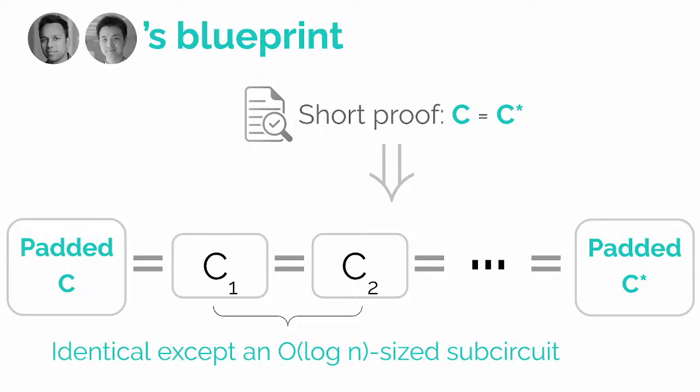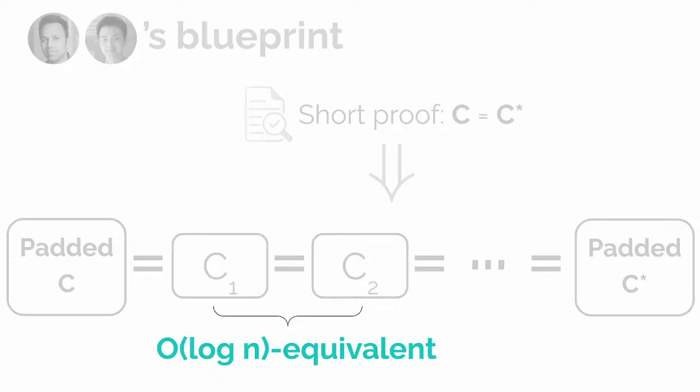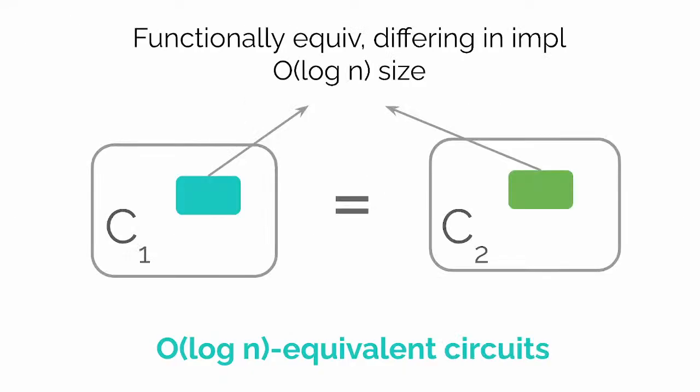So I want to take C and C prime, which have a short EF proof of equivalence, and I will introduce polynomially many hybrids. And in between each hybrid, these two adjacent circuits are identical in structure except for a small log size subcircuit. So I call this log n equivalence. More specifically, these are two equivalent circuits. And the colored part is where they differ in structure. But keep in mind that even though this colored part differs in structure, they have to be functionally equivalent. And the whole circuits are functionally equivalent too.